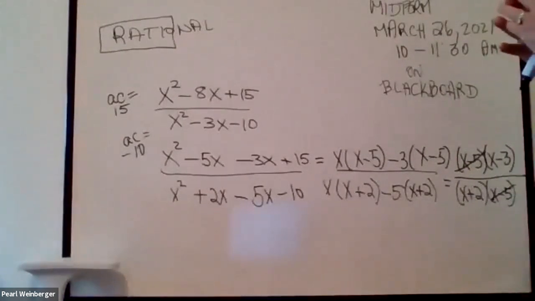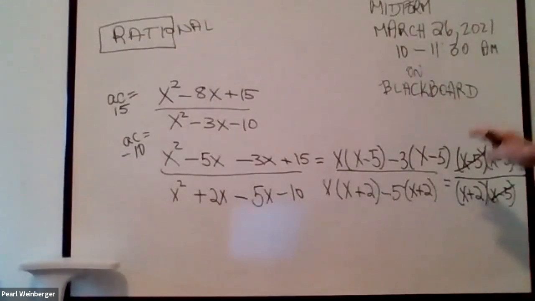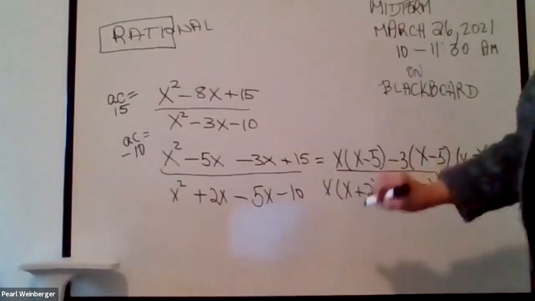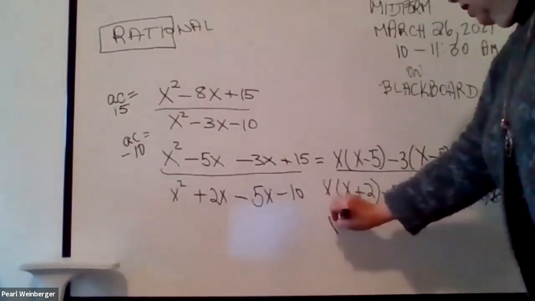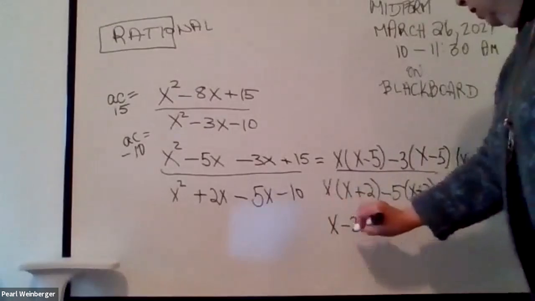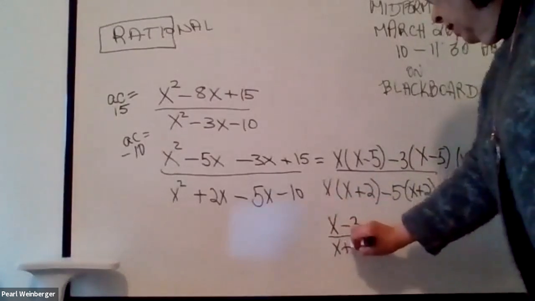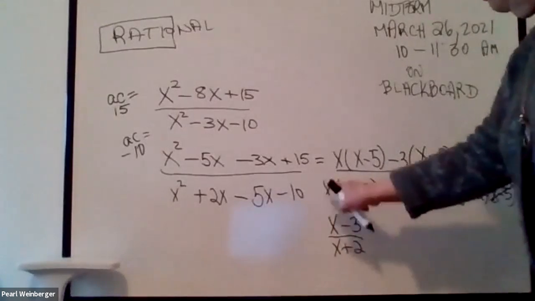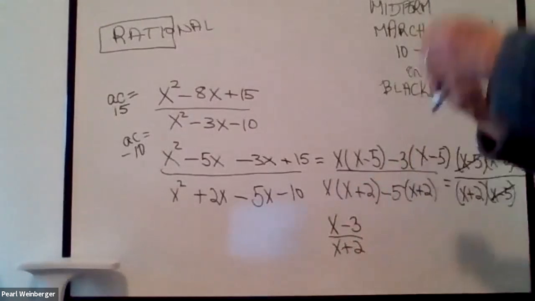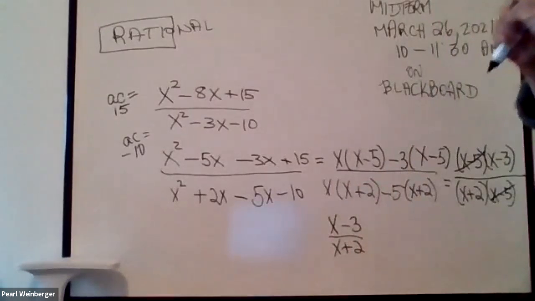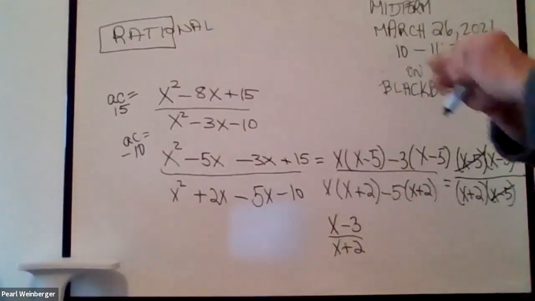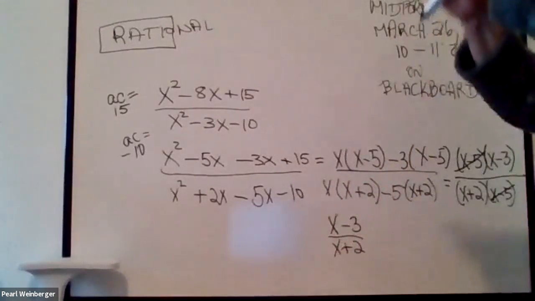Notice I look for the common factor after the thing is totally factored, so that my final answer comes out to be the x minus 3 in the numerator and the x plus 2 in the denominator. You cannot cancel out these x's. You can't cancel out terms. You can only cancel out factors, parentheses.